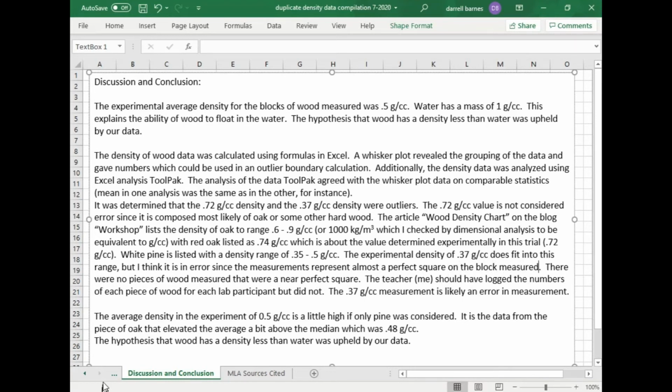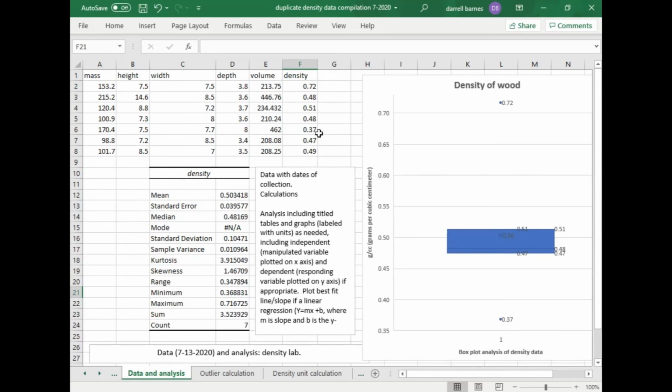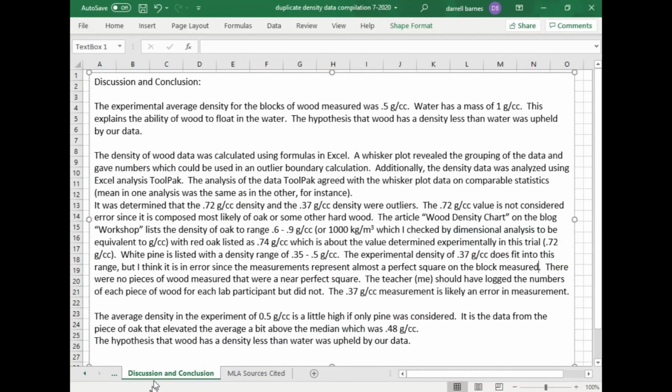All right, and to review that piece of information, let's go back to the top. Here's the 0.37. Notice that the height 7.5, width 7.7 and 8, depth, that's almost a perfect square. Not quite, but I don't think we had any blocks that were shaped like a perfect square, so that's why I don't think that is a valid data point.